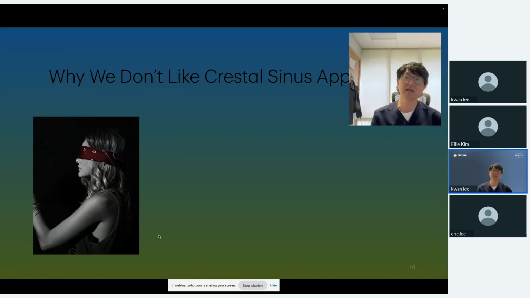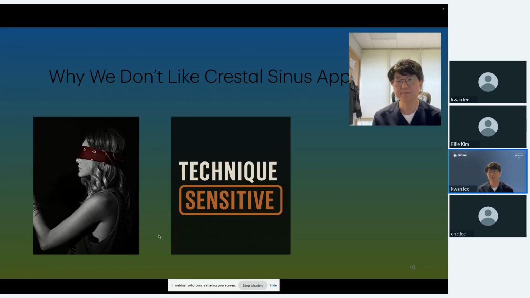Number one thing is blind technique. Everyone knows that Crestal sinus augmentation is a completely blind technique. You can't see the membrane, and you don't feel the membrane at all. You're completely blind. And also, it's very technique sensitive because you're seeing YouTube, on-demand videos, Instagram and Facebook. They show all the good cases. Hey, look at my Crestal sinus augmentation. It looks nice. And it looks easy.